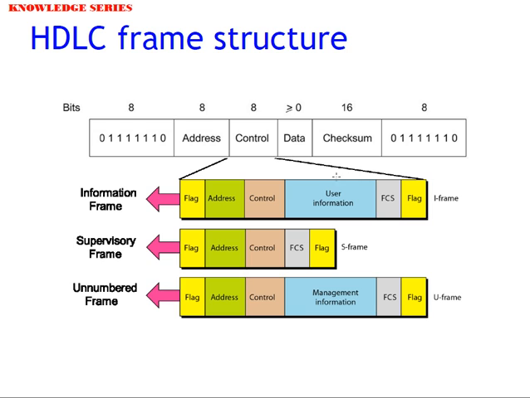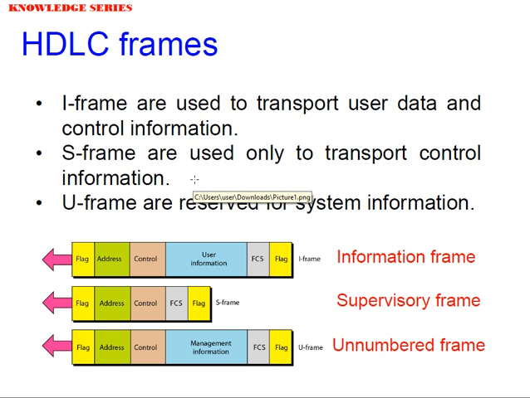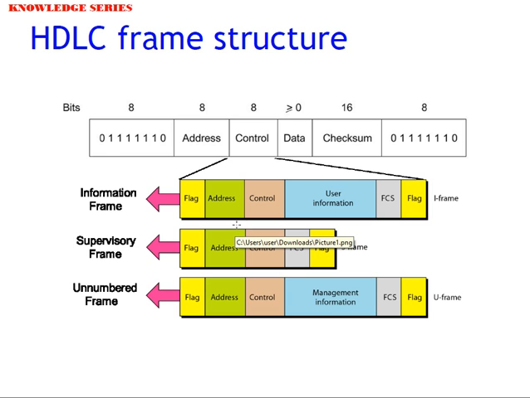The checksum is your FCS, the frame check sequence, and it is used to identify error detection. It is basically a 2 to 4 byte structure. A 16-bit long checksum, or cyclic redundancy check, is used for detecting errors, whether in the address or in the information field, because of piggybacking. All these things are used in the HDLC frame structure, as you can see in the I frame, S frame, and U frame.